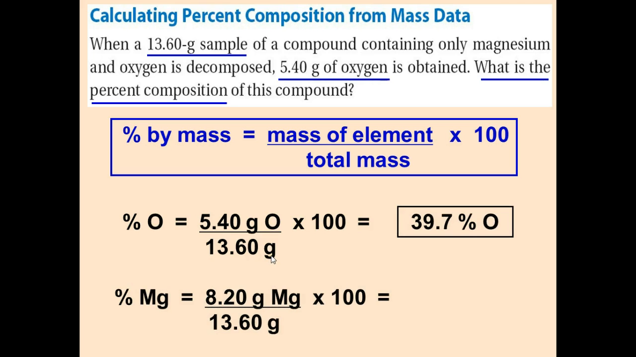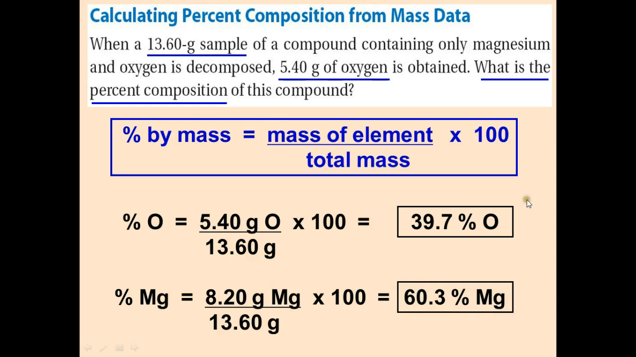And then to find the percent composition of magnesium, you might be wondering, they didn't give us the grams of magnesium, but we can figure it out because this compound only has 2 elements and it tells us 1, so we can solve the weight of the other element by subtracting 13.6 minus 5.4, and we would get 8.2. So 8.2 grams is magnesium, because if it's not oxygen, it has to be magnesium. Then we divide it again by the total mass and multiply by 100 and get 60.3% of this whole compound.